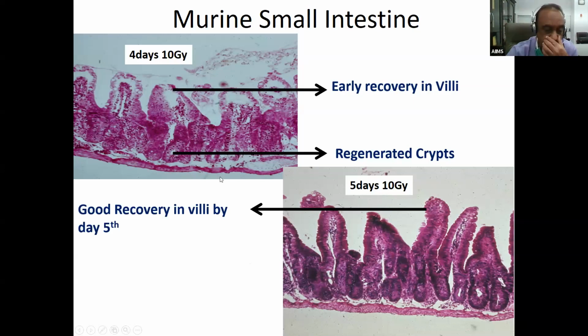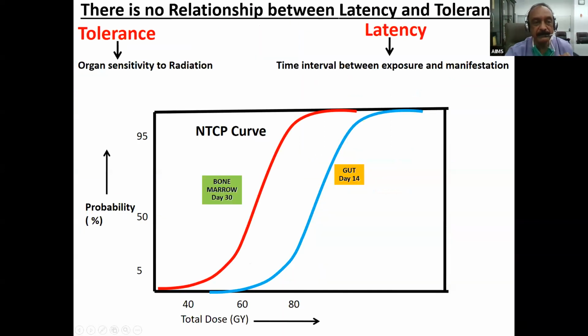Now, with this knowledge, let me give you one important message: there is no relationship between latency and tolerance. So what does it mean? Again, try to understand. Tolerance basically represents the organ sensitivity to radiation, while latency, as I just discussed, is the time interval between exposure and manifestation of radiation injury.